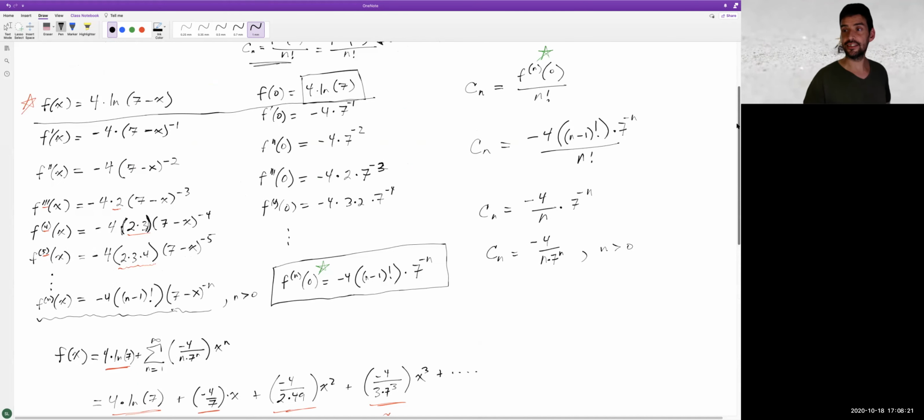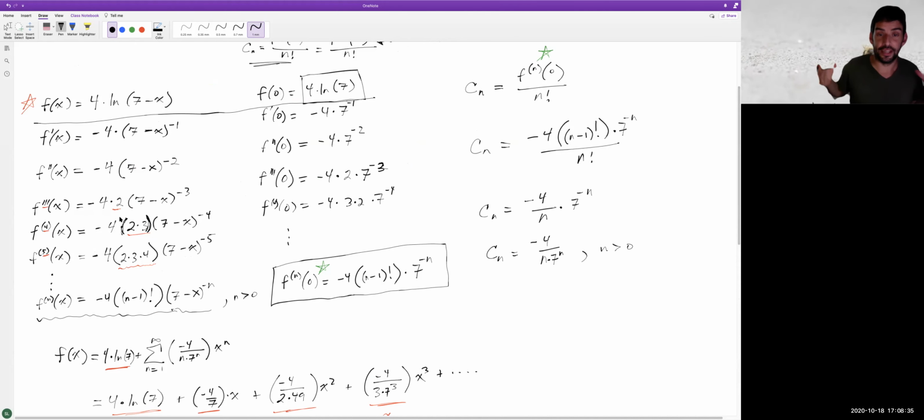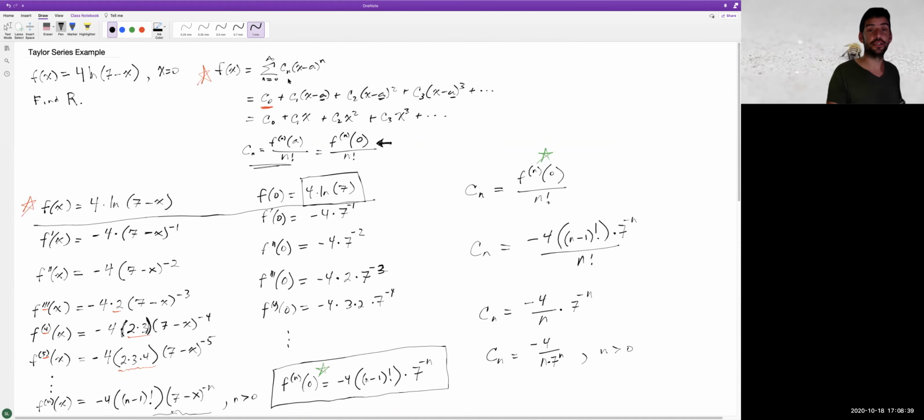We should have already guessed it wouldn't converge at 7 because this function is not defined at 7. If you put in 7 in the original function, it's undefined. Natural log of 0 is not defined. All right, so it's a lot of work, but it again is just following this formula.